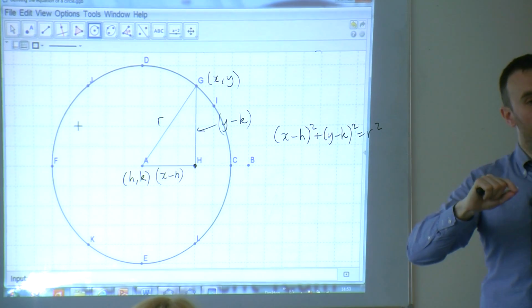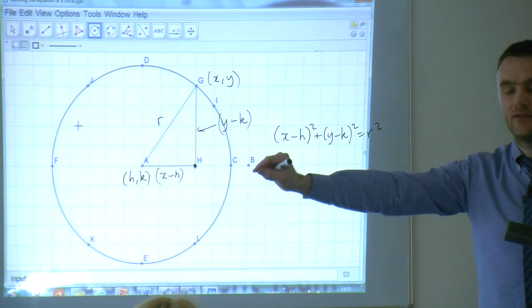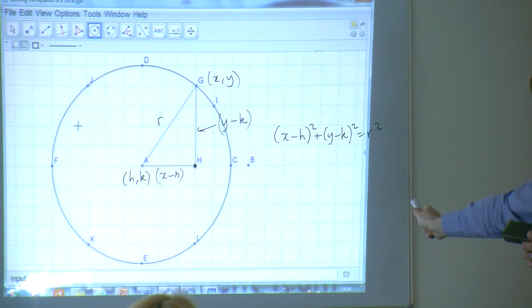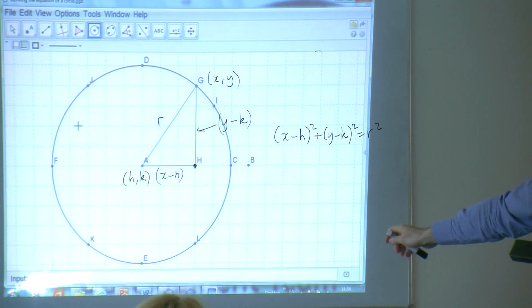Why is it easy then to go from that back to circles that are centred at the origin? Because it's just a special case of this, isn't it, where h and k are both 0.